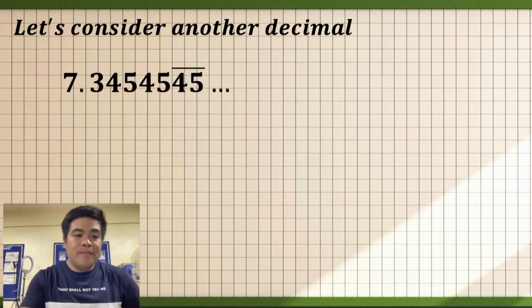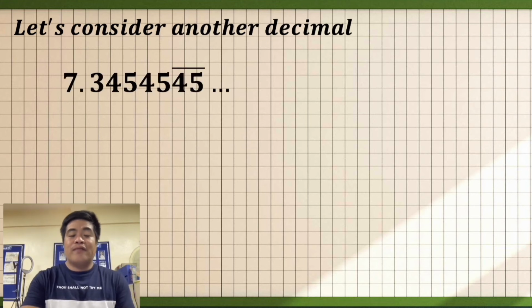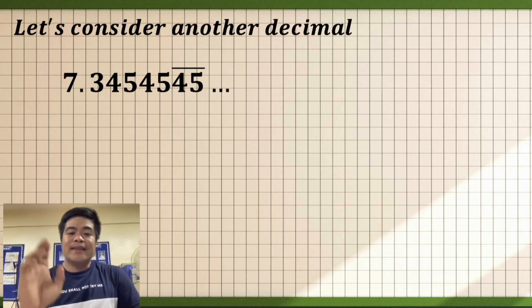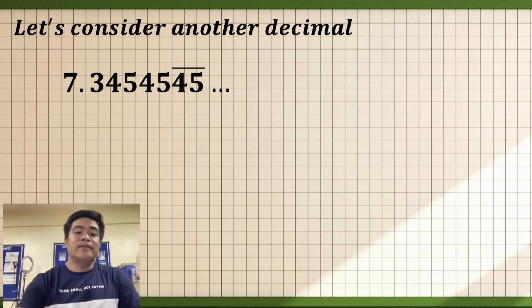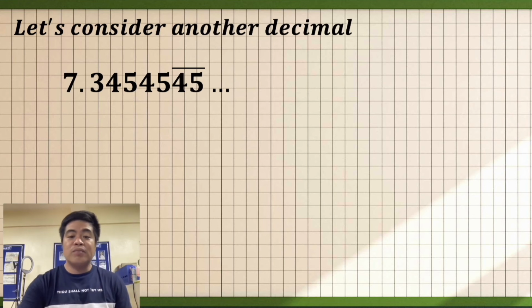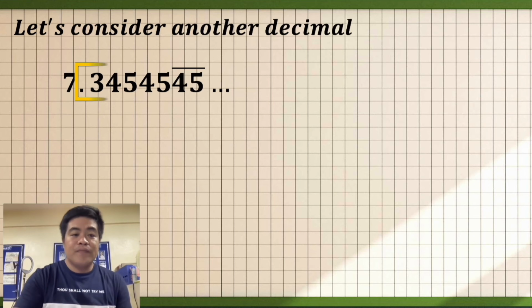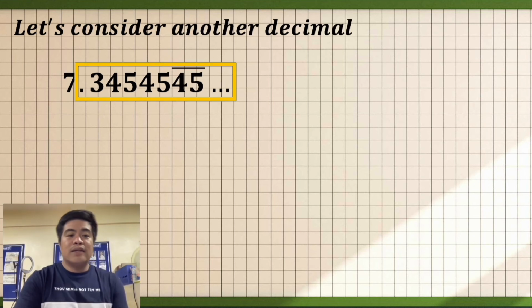Let's consider another decimal. So you have 7.345454545. Anong gagawin mo pag meron kang whole number? Dali lang. Tanggalin mo lang yung whole number. Consider that as 0. Then huwag mo siyang isama sa computation. Saka mo na siya ilagay sa final answer. So consider mo na lang na 0.3454545. Yun lang yung focus mo na decimal.